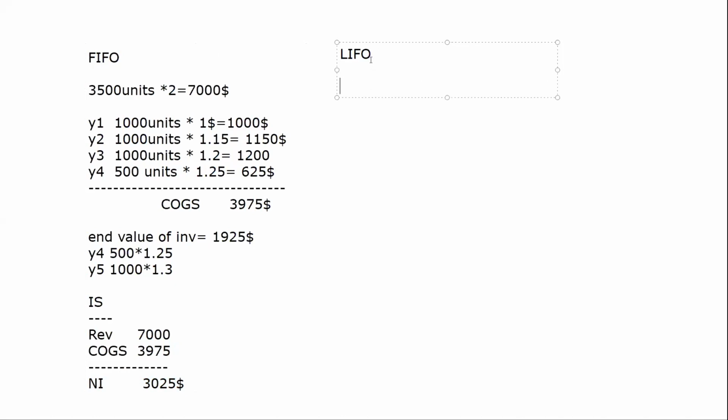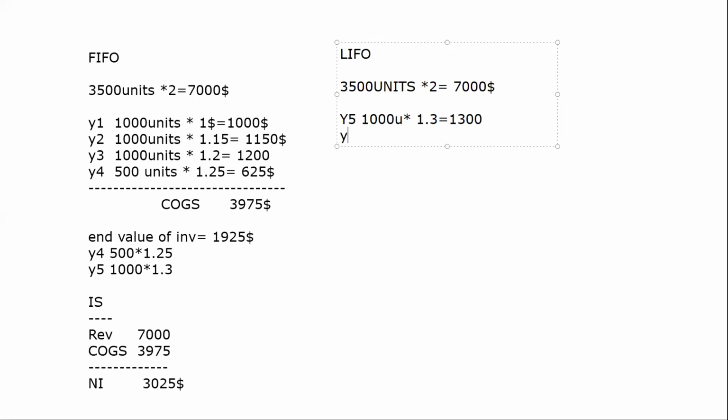For LIFO, same thing, we're selling 3,500 units times $2, which is our revenue equal to $7,000. And in LIFO, as you know from the definition, it says last in, first out. So whatever came last should be going out. The last thing that we got was year 5, 1,000 units times $1.3, which is 1,300.